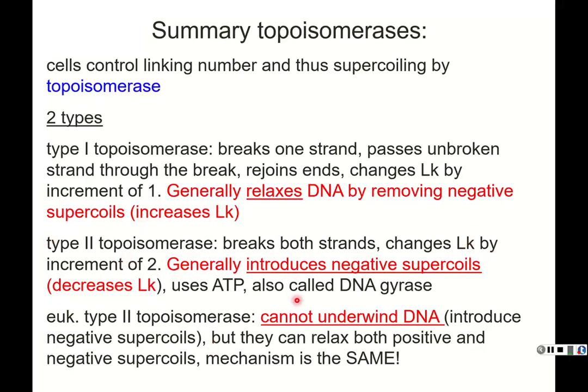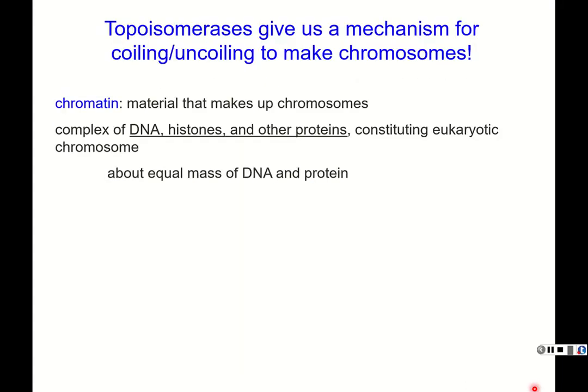Okay. In bacteria cells, they are introducing negative supercoils, which decreases the linking number. Okay, they use ATP, and in bacteria cells, it's referred to as DNA gyrase. Eukaryotic type 2 topoisomerase, they can't underwind the DNA, they can't induce negative supercoils, but they can relax both positive and negative supercoils, and the mechanism is the same. Right, so because of this, topoisomerases give us a mechanism for coiling or uncoiling to make chromosomes.